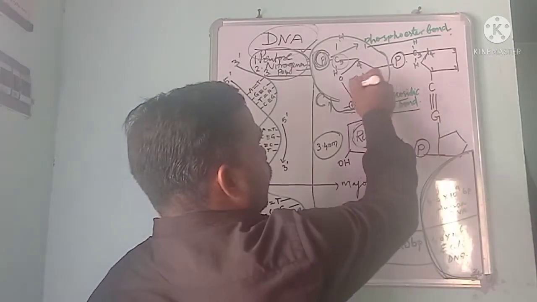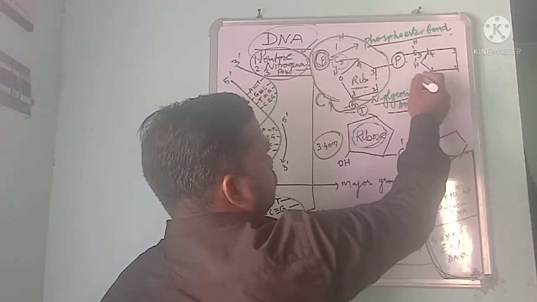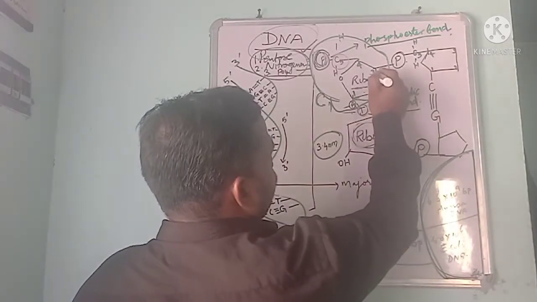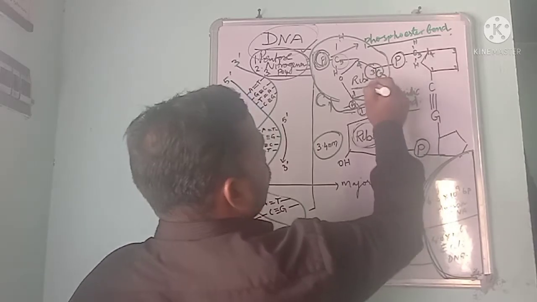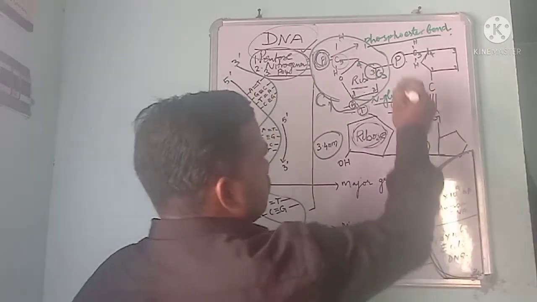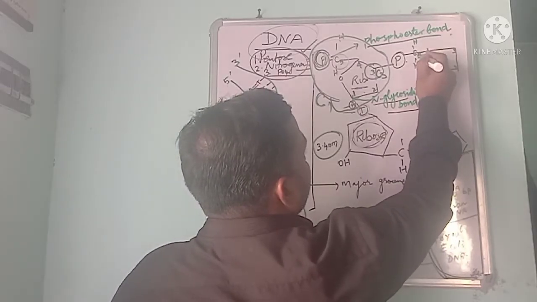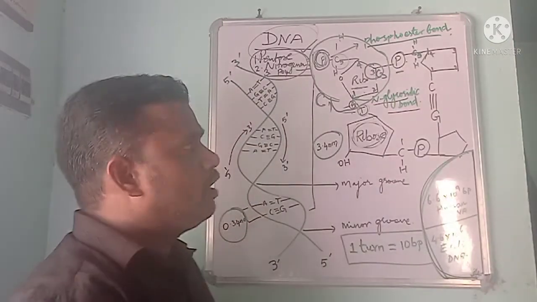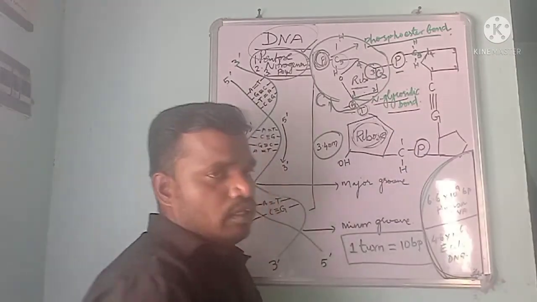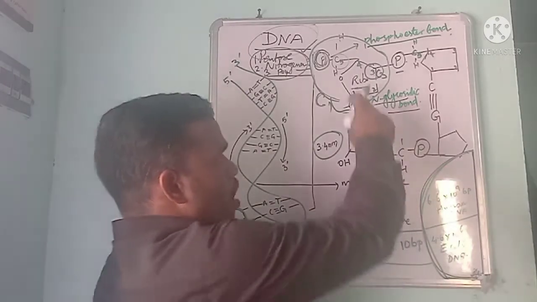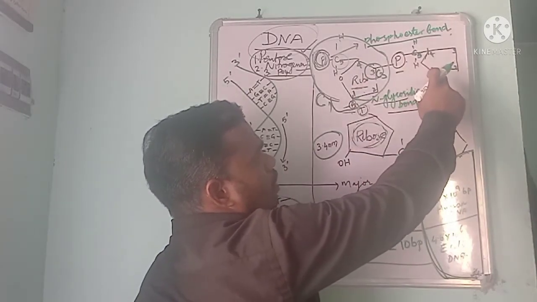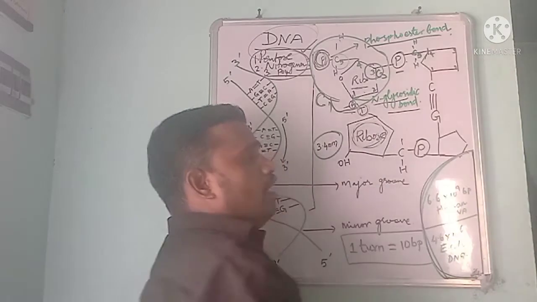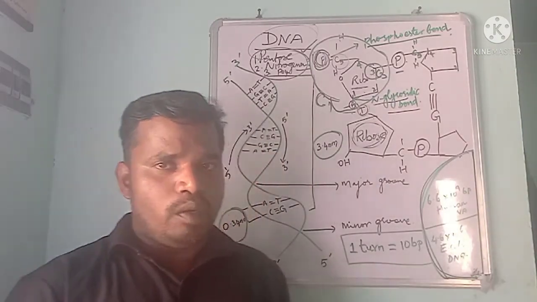This is a mononucleotide. This mononucleotide binds with another nucleotide to form a dinucleotide. In the same way, the C3 carbon of the ribose sugar of the first nucleotide is attached to the 5th carbon of the second nucleotide through the phosphate group. This is what we call a phosphodiester bond. So one nucleotide is bound with another nucleotide to form a dinucleotide. It goes on, finally forming polynucleotides, or a polymer of nucleotides.